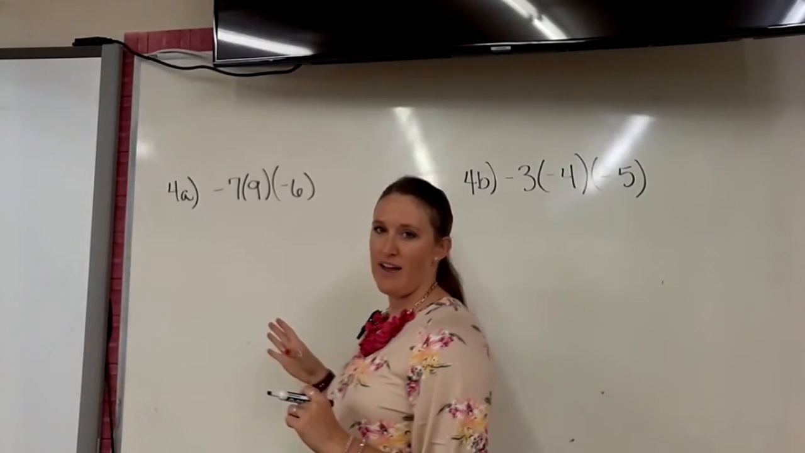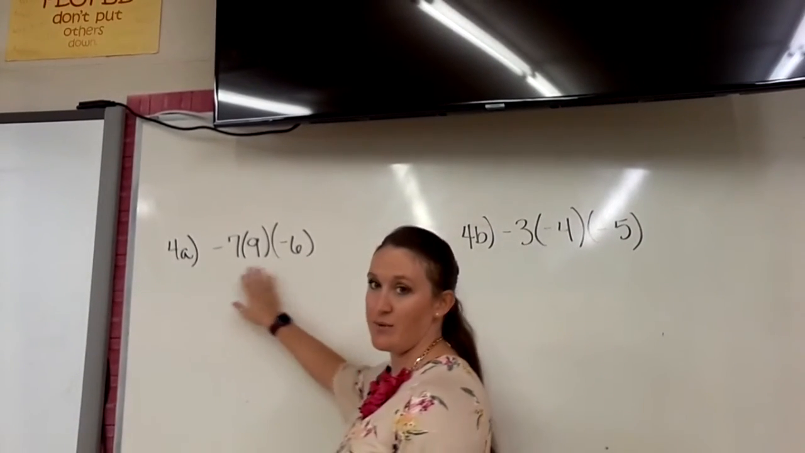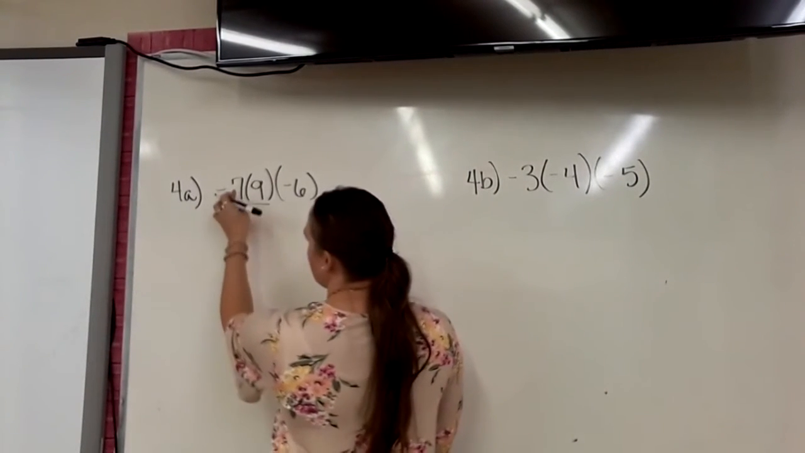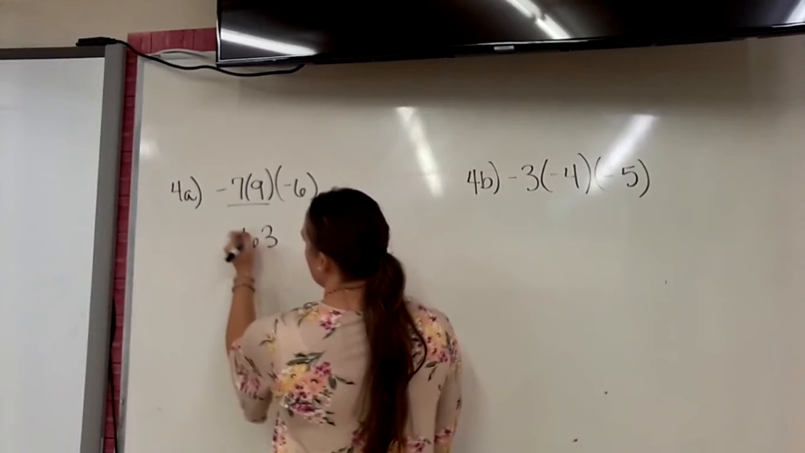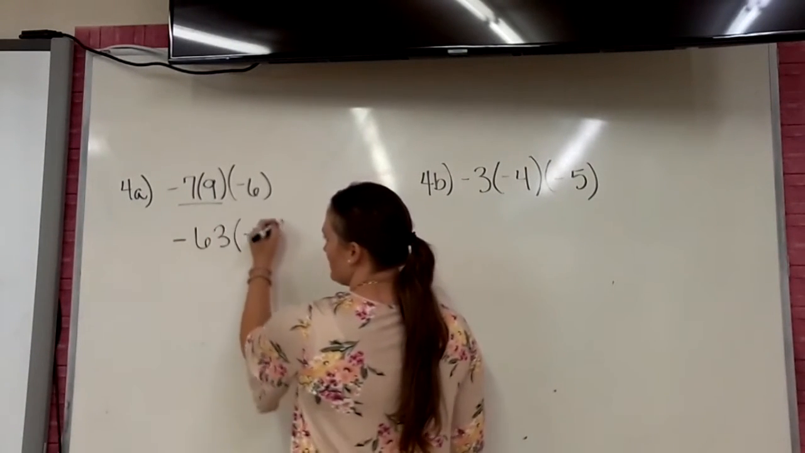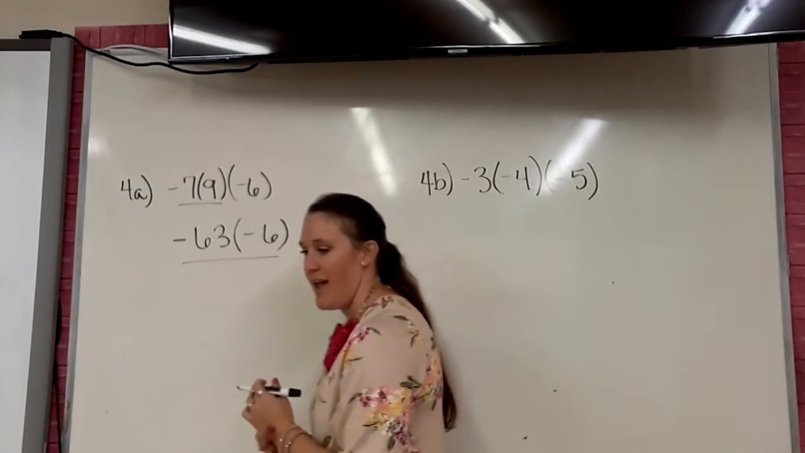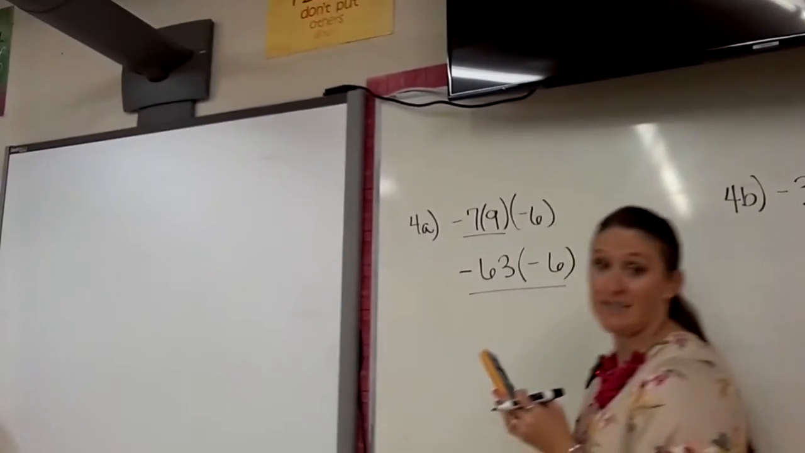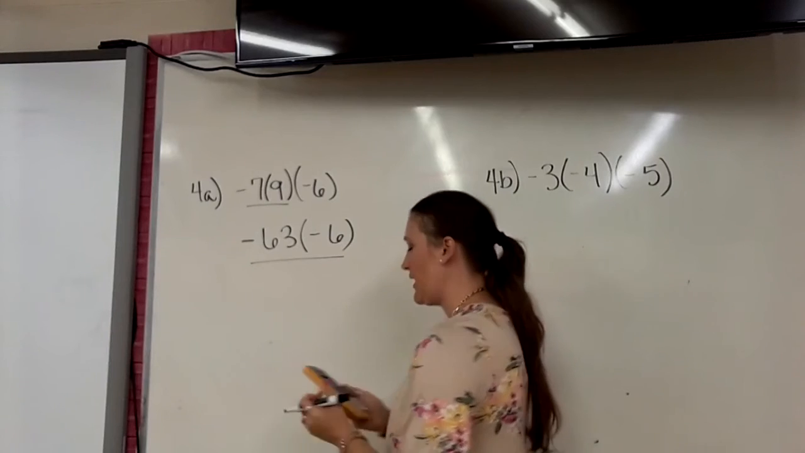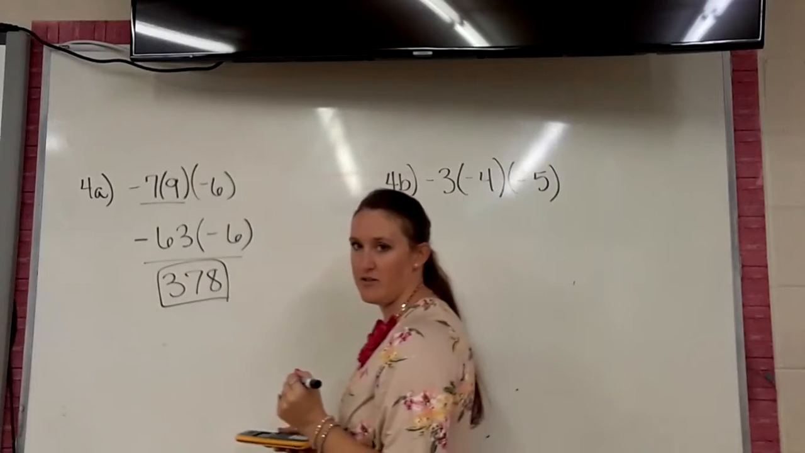All right, problems 4A and 4B. We have negative 7 times 9 times negative 6. So we have 3 things being multiplied. We start with the first 2. Negative 7 times 9. 7 times 9 is 63. Negative times a positive is negative. I still have this times negative 6. So now I would do this. A negative times a negative is positive. And 63 times 6, I'm going to plug that in the calculator, is 378. So that would be our answer for that one.